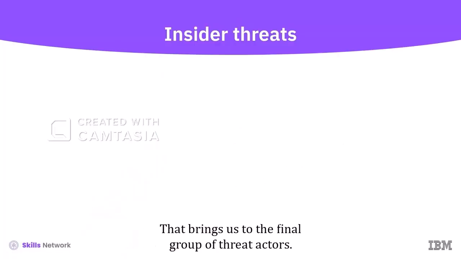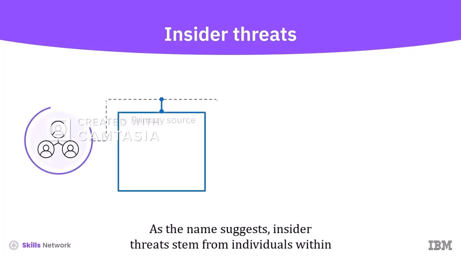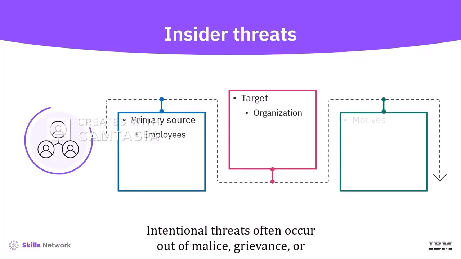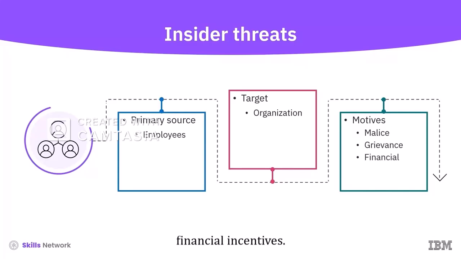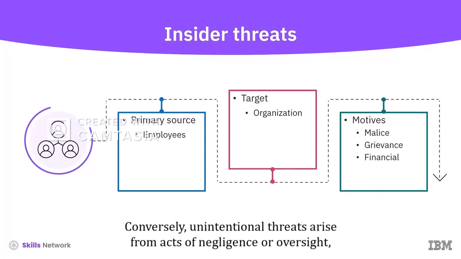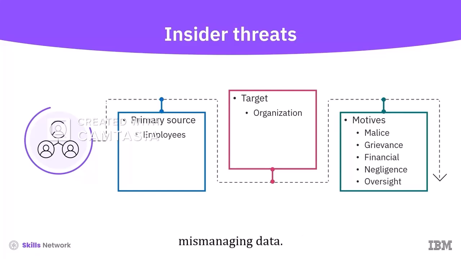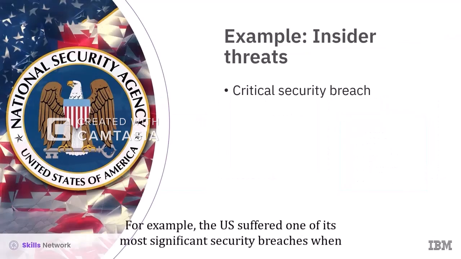That brings us to the final group of threat actors. As the name suggests, insider threats stem from individuals within an organization who deliberately or inadvertently cause harm. Intentional threats often occur out of malice, grievance, or financial incentives. Conversely, unintentional threats arise from acts of negligence or oversight, like falling for phishing attacks, accidentally deleting important files, or mismanaging data.